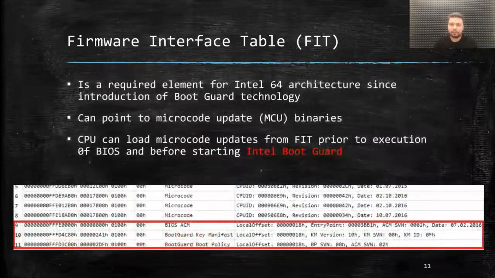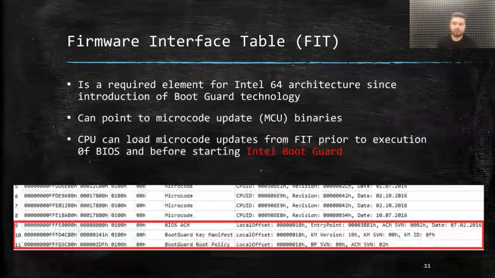What else do we know about FIT? Well, it had started to be a required element for Intel architecture since introduction of Intel BootGuard technology, because it contains entries to point to BootGuard components, allowing the CPU to verify the integrity of the BIOS before executing it. Also, like I told before, FIT is used to update the CPU microcode before running any firmware and before starting Intel BootGuard.